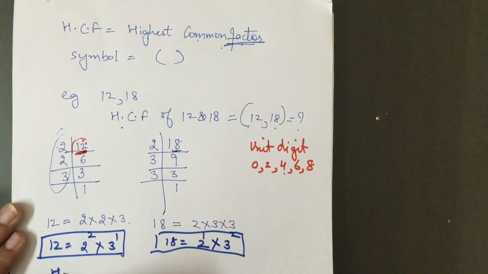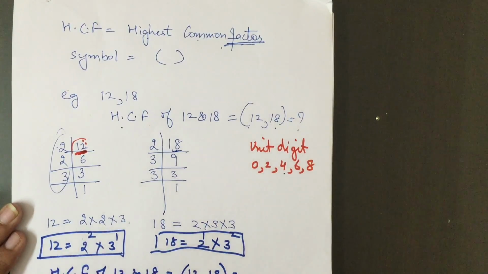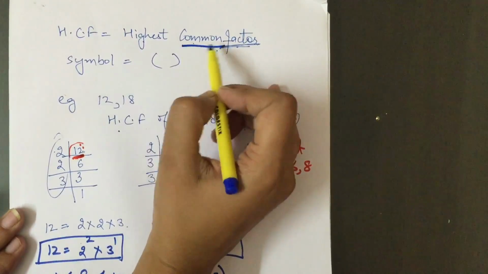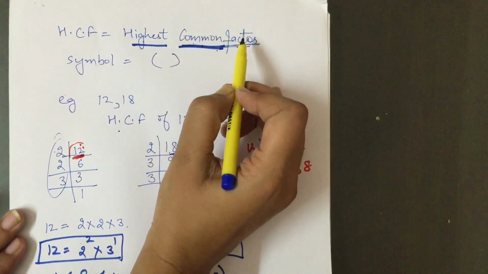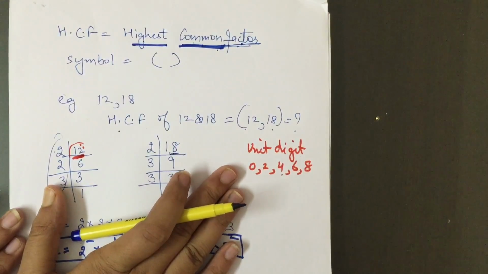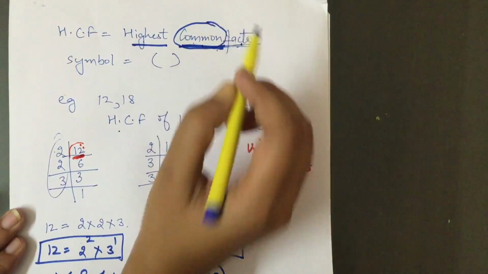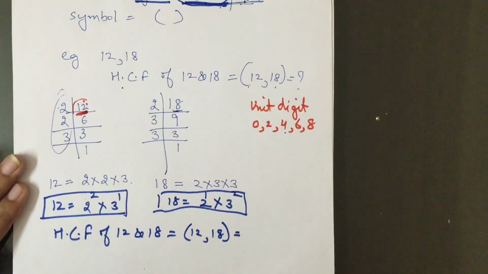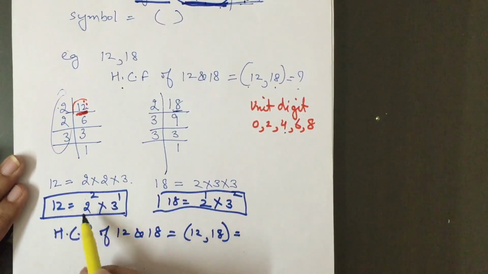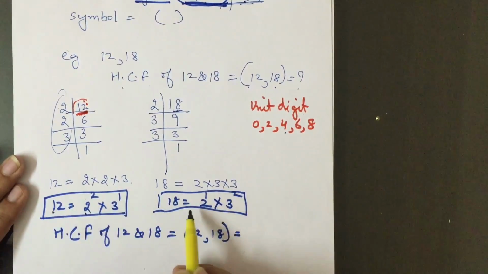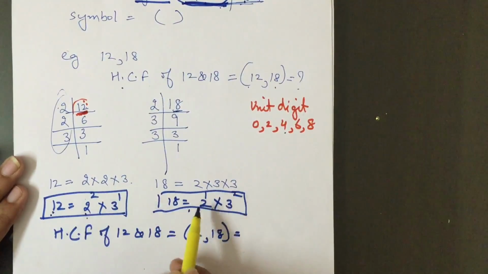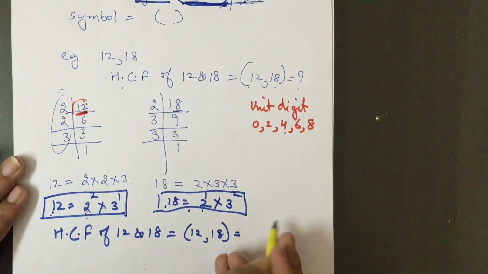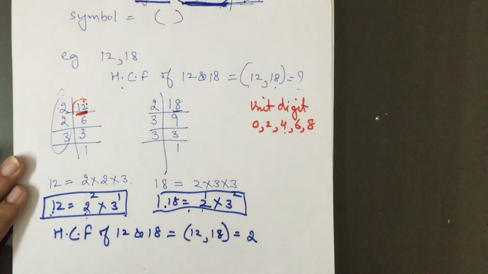Now we have to finally find the HCF of 12 and 18. As you can see, the name defines highest common factor. Factors we already found. Now the question is common. That means the factors which are common to both 12 and 18 will come in the answer. So let's see which are the common factors. 2 is a common factor of 12 and 18. 2 is a factor of 12, and 2 is also a factor of 18. So 2 is a common factor, so it will come in the answer, right?